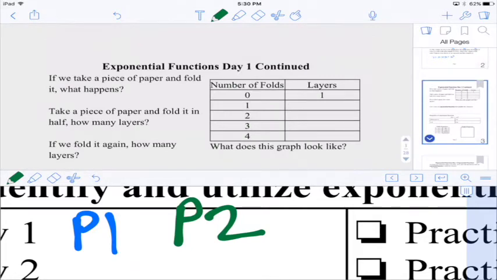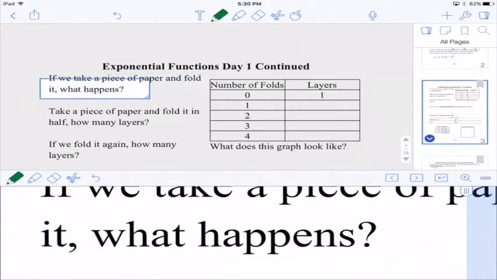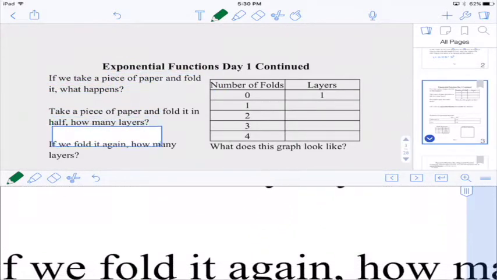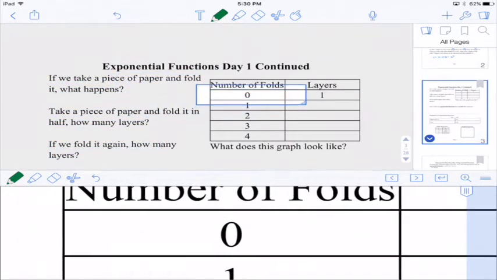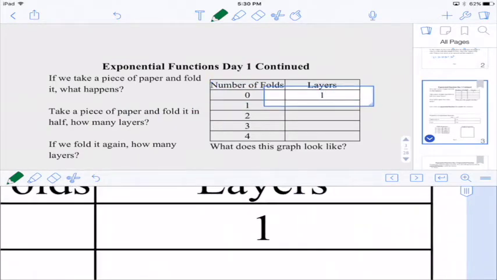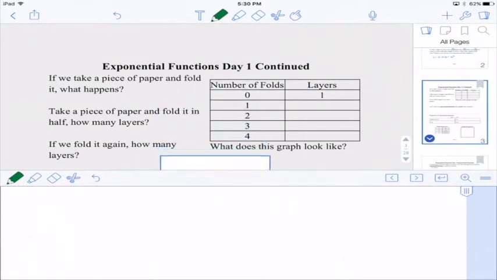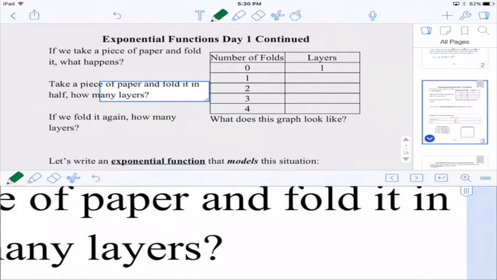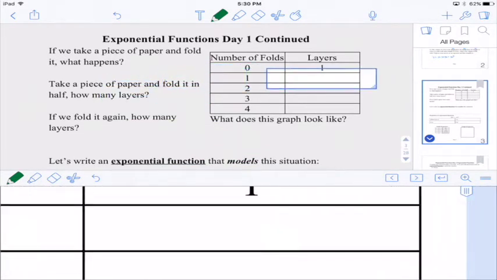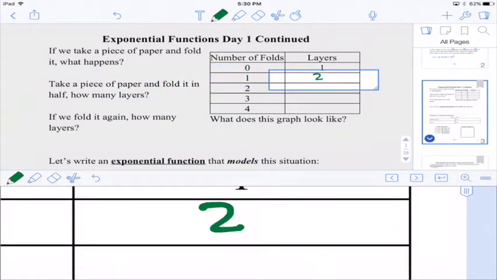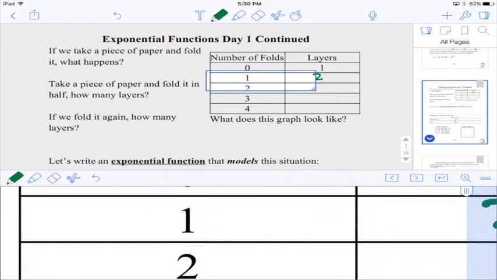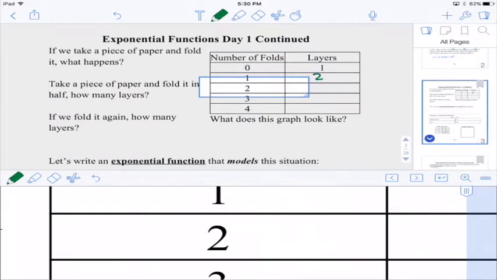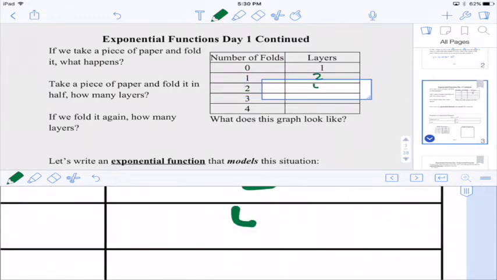Now, here's a situation. If we take a piece of paper and fold it, what happens? If you have 0 folds in your paper, you have 1 layer. If you fold it in half once, now you have 2 layers. If you fold that in half, think about it. Those 2 layers you fold in half, you're doubling it, you now have 4.